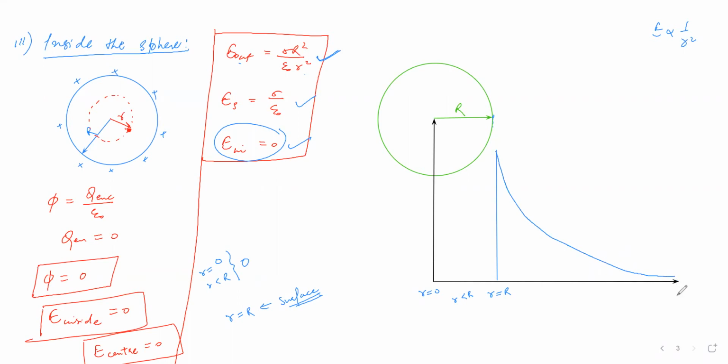Note it down, please. This is your axis of r, and this represents E out. E out is proportional to 1 over r square. This represents the surface. You can look at here. This represents the center. This represents inside the sphere.